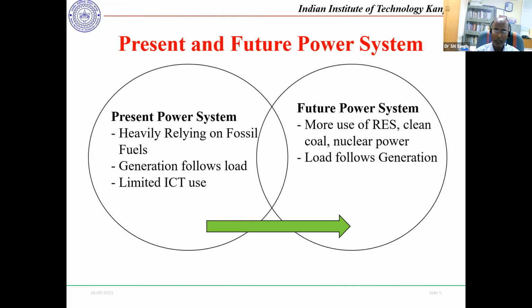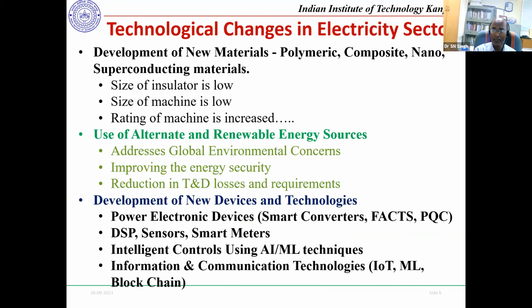And we are going to use more and more ICTs, information communication technologies, smart meters, and digital technologies. Those are going to penetrate more and more. Therefore, we are moving from the conventional system to the intelligent system. Now we are moving towards the smart grid. So, the technological changes in the electricity sector, because it is not that we are idle.